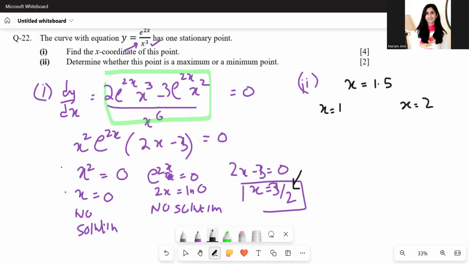Now we're going to substitute this in dy by dx. So we'll find dy by dx when x equals 1, and we'll find dy by dx when x is equal to 2, and then look at the signs of dy by dx, and from those signs we'll be able to tell whether it's a maximum point or a minimum point. Okay, so if we substitute x equals 1, we would get a negative value, minus 7.289. And if you substitute x equals 2, you'll get a positive value, 3.412.